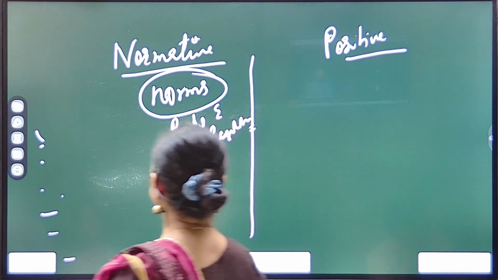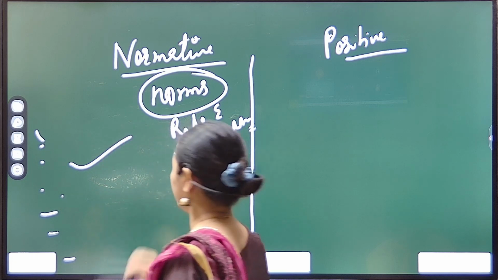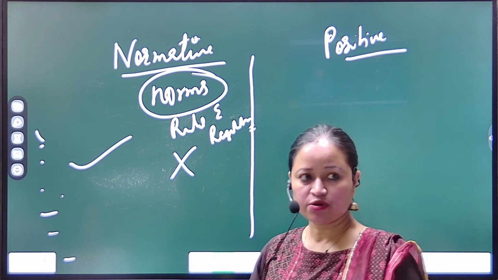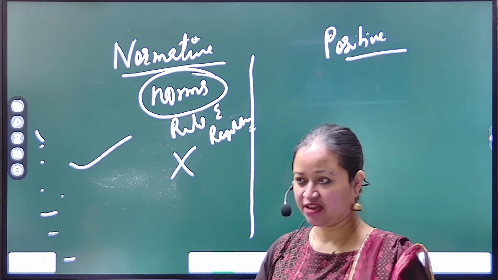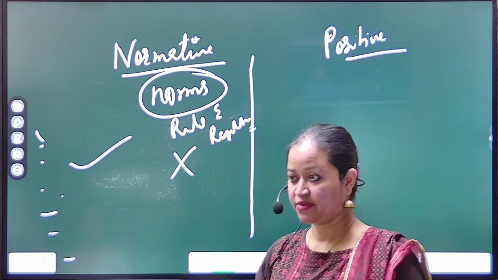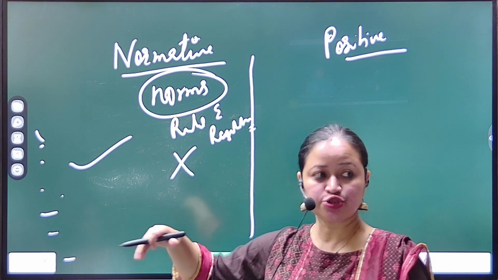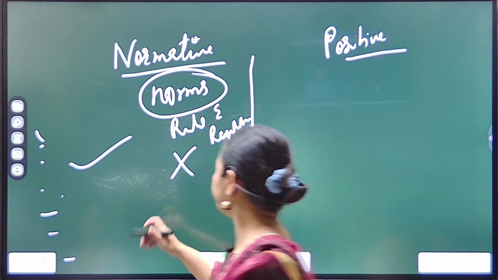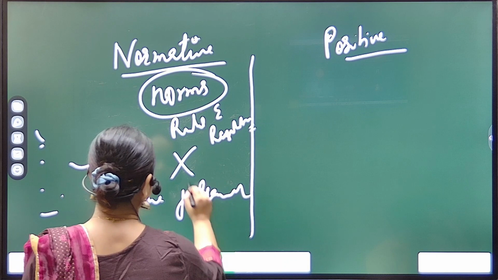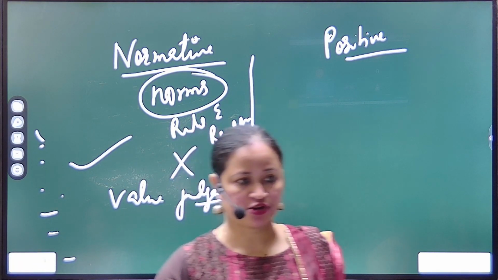Okay, normative economics says what ought to be and what ought not to be, right? Fine? So normative economics gives value judgment. Okay, normative economics gives what? Value judgment. Your judgment says what ought to be and what ought not to be. That is normative economics. Fine?